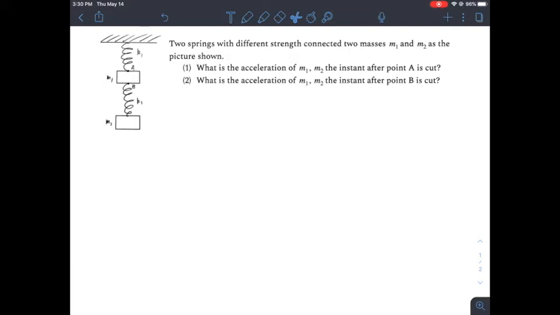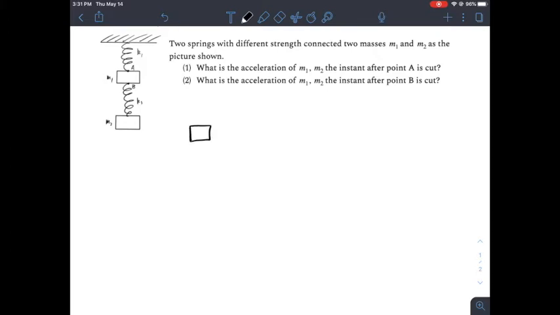Today we have two springs with different strings connected to two masses m1 and m2, as the picture shows. And we have two questions. What is the acceleration of m1 and m2 at the instant after point A is cut? And what is the acceleration of m1 and m2 at the instant after point B is cut? So I want you to pause the video and try it. After you try, come back to the video, and I'll show you how I did it.